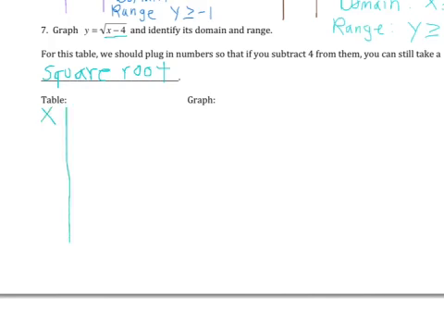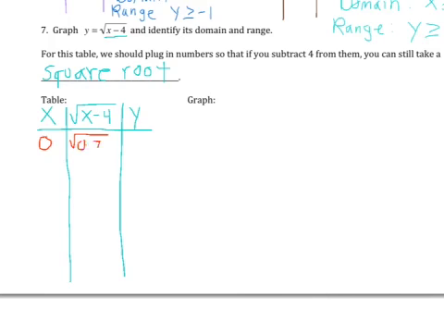So let's create a table right here. For example, we would not want to plug in the number 0. Because if we did so, we would take the square root of 0 minus 4, which would be negative 4. And we can't take the square root of any negative numbers. So we have to be smart about what number we can actually plug in. So can you think of a number that we can plug into this table?